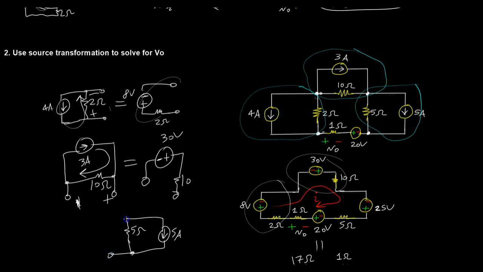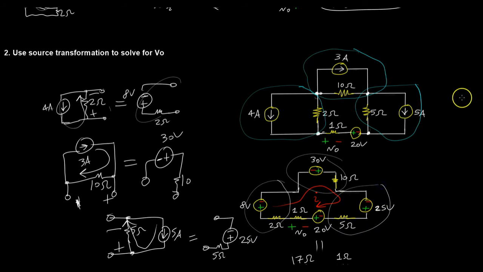All I care about is what's going on between these two terminals. The current's going this way, voltage drops this way. I have that being equivalent to plus minus, that's a 5 ohm, 5 times 5 is 25 volts. That is a direction that you can see here. So everything else remains the same.